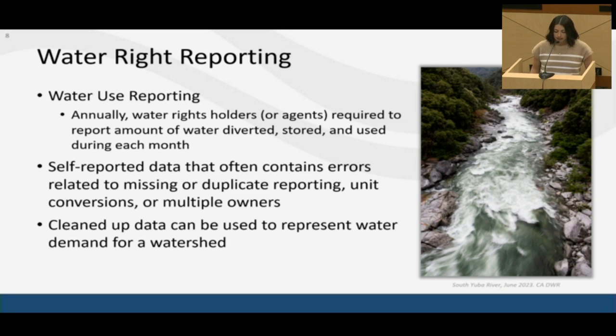Water right reporting is very helpful. It protects water rights based on their priority year. It informs both statewide and local water availability and planning decisions and assists in processing water right applications.